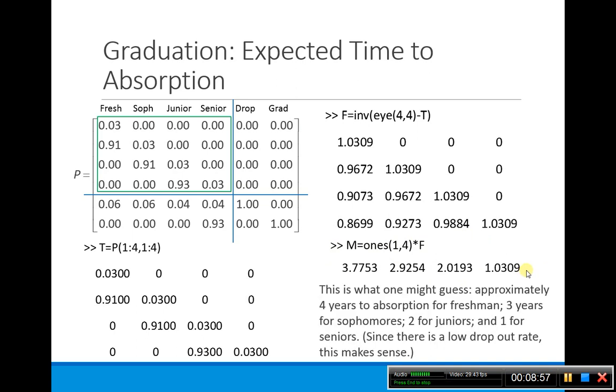What this says is basically what you would guess. Remember this is freshman, sophomore, junior, senior. If I start as a freshman, it's approximately 4 years to absorption, approximately 3 years for sophomores, 2 years for juniors, and 1 year for seniors. This makes sense because our dropout rate is so small that you expect students to actually graduate instead of dropping out. So it makes sense that this is somewhere around 4, because it takes about 4 years for freshmen to graduate, about 3 years once you're a sophomore, about 2 years once you're a junior, and about 1 year once you're a senior.